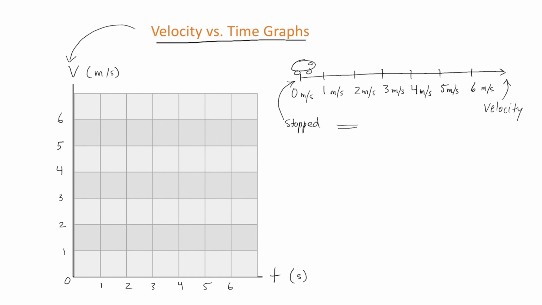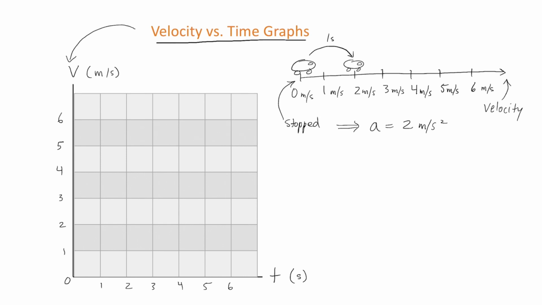Now imagine we had some car, and this car is stopped, so its velocity is 0 meters per second. But we know the car will turn on its engine and start speeding up, and it will accelerate at a rate of 2 meters per second squared. So what happens to the car's velocity? Well, after 1 second, the car will be moving with a velocity of 2 meters per second.